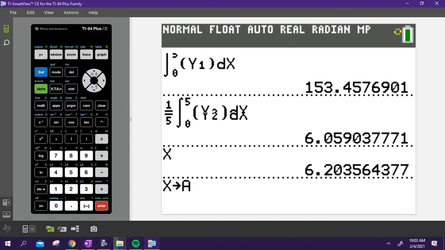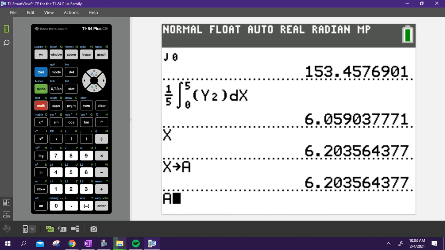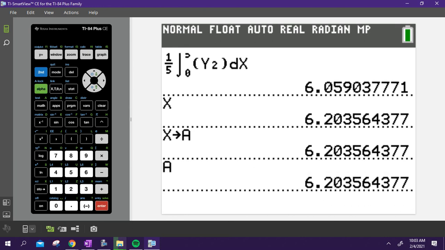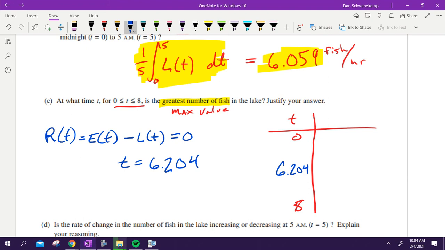So what that will do for me now is anytime I just type in the letter A, it's going to give me that number unrounded. And that's what I need here as I do this free response question. Everybody go with me to this point? All right. So I've got that saved.